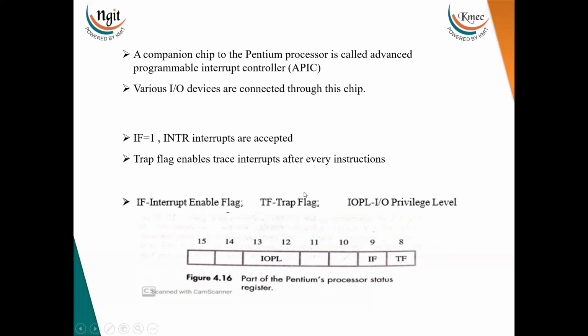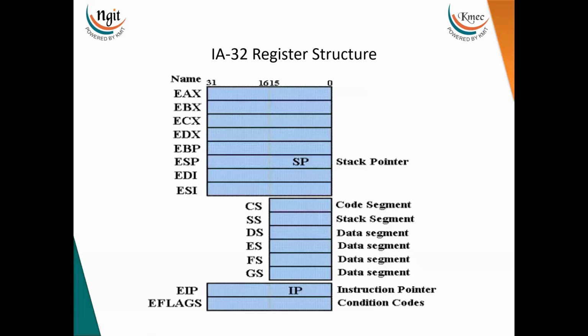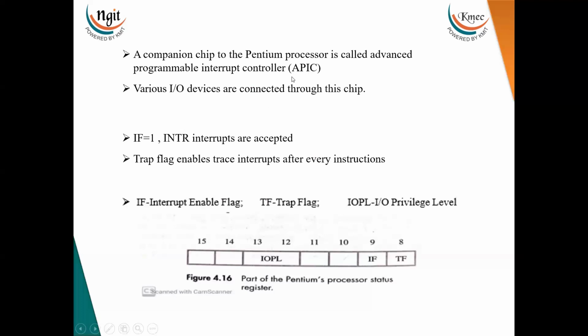Now, in the Pentium, along with the main processor, an APIC controller is available. This is nothing but the advanced programmable interrupt controller. All the IO devices are connected to this IC, which is called an interrupt controller. If you take this as the main processor, and this as the interrupt controller, all the IO devices are connected to it. IO device 1, 2, 3, 4, however many devices we connect, are not connected directly to the processor; we connect them to the APIC, the advanced programmable interrupt controller.